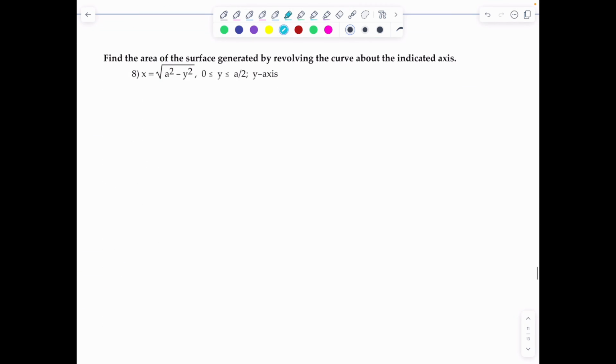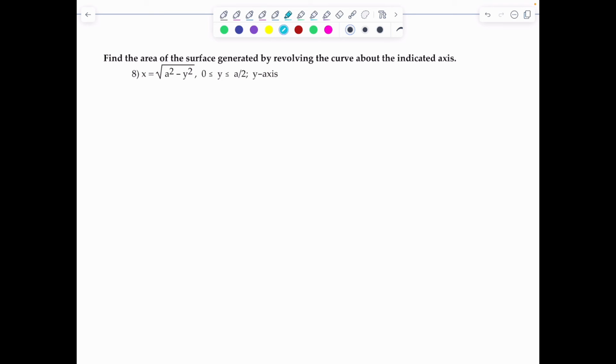Here's another one. Surface area problem. I did tell them this was going to be on the test. I did. It was straight from the homework. And I said, this is such a lovely problem. I'm putting it on the exam. A few didn't hear because they came in late for the day. So it showed. Okay, find the area of the surface generated by revolving the curve about the indicated axis.